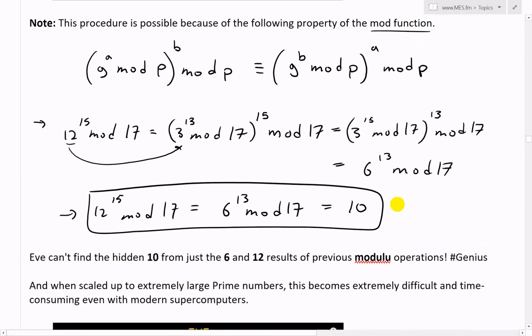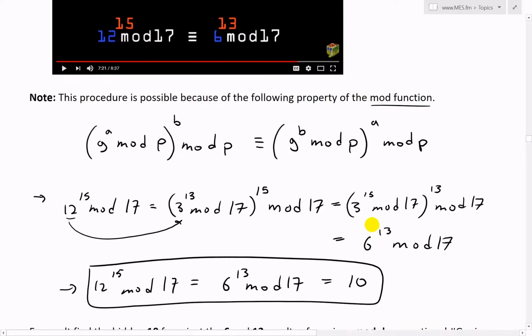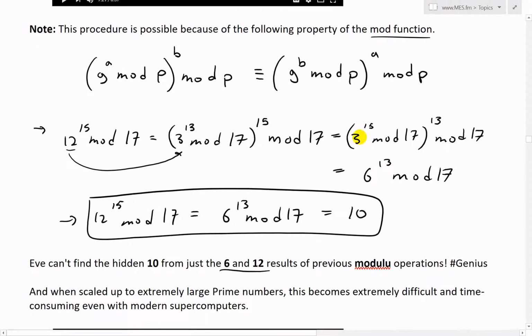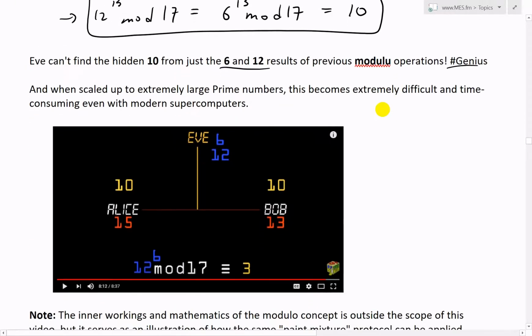And now the beauty of all this is that Eve can't find the hidden 10 just from the 6 and 12 results of previous modulo operations, so she doesn't know what the 13 and 15 are. So she can't solve for that 10 very easily. So that's actually absolutely genius, and you can see the image over here. All she has is the 6 and 12, and that it's 3 mod 17. She doesn't know what power.